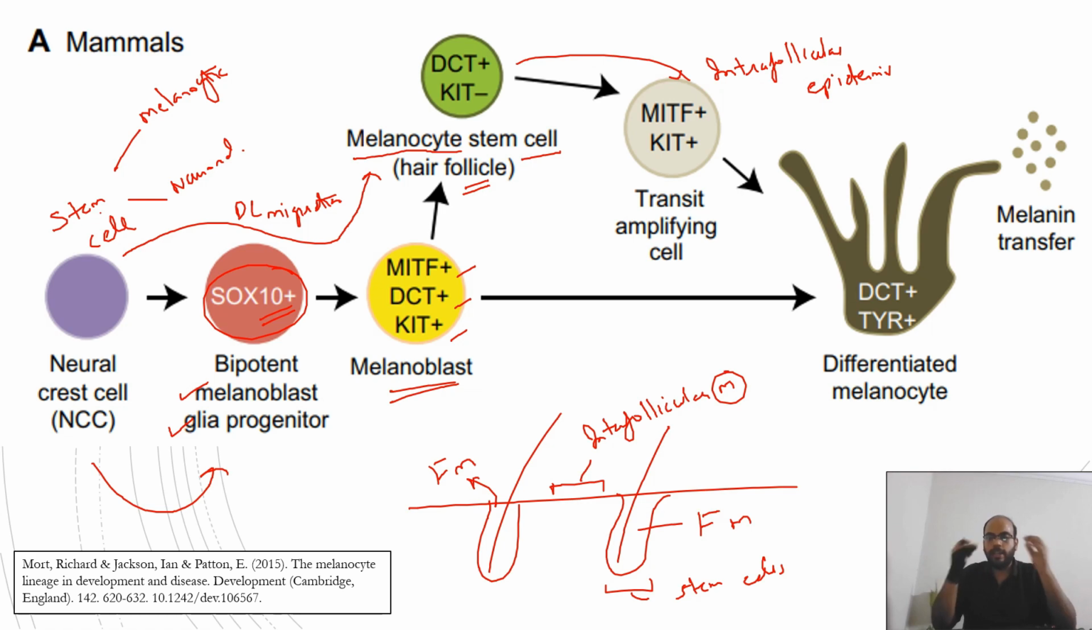So in vitiligo, you see perifollicular repigmentation. Why is that? Because the stem cells are present at the hair bulb and outer root sheath cells. So under stimulation by treatment, they start producing pigmentation. Okay, let's move forward.